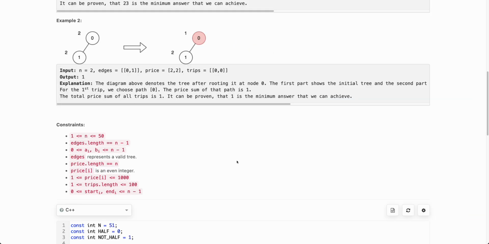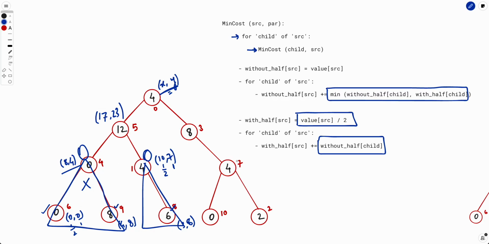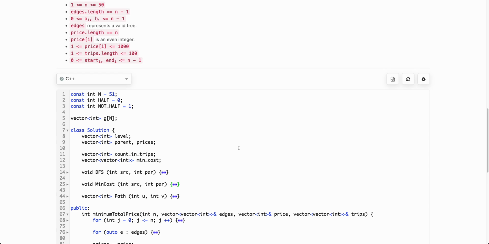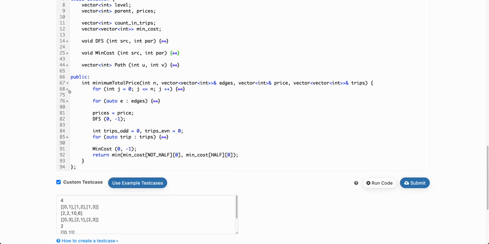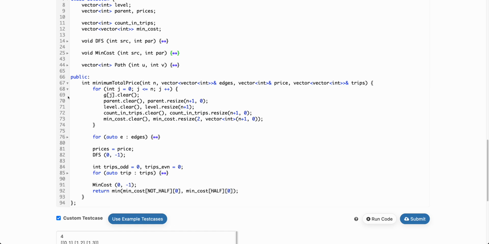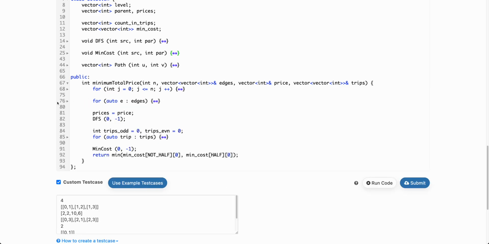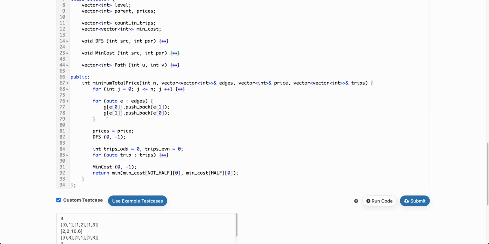So let's look at the code again. Firstly, I would encourage you to pause the video and try to code this entire thing yourself, because we have seen all the pseudocode of all the functions involved in the entire solution. So the code would look something like this. This is just the initialization part. We are initializing some vectors here. After that, we initialized our graph. So we are building an adjacency list. So for each node, we will have a list of all its edges.